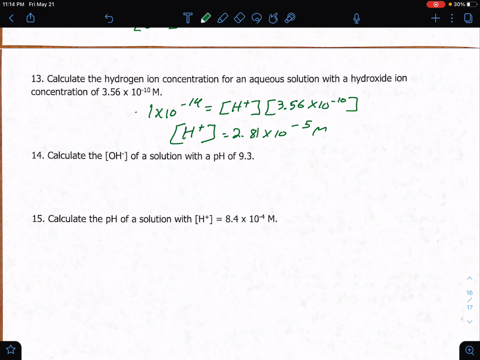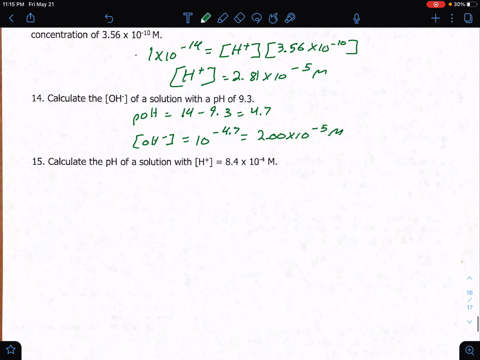14. Calculate the OH concentration of a solution with a pH of 9.3. Okay, so I'm going to go ahead and find my pOH since I know my pH. So pOH is going to equal 14 minus 9.3. That gives me 4.7. So if I want to find my OH concentration, I'm going to do second log of negative 4.7. And that gives me a number of 2.00 times 10 to the negative 5th.